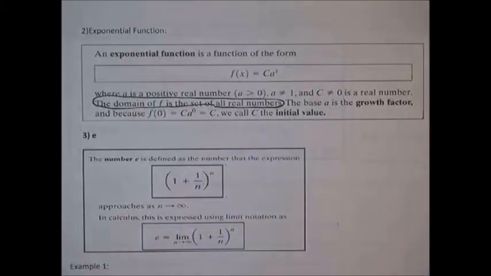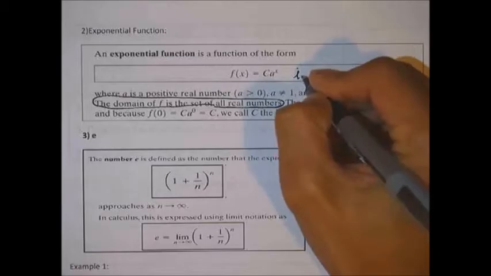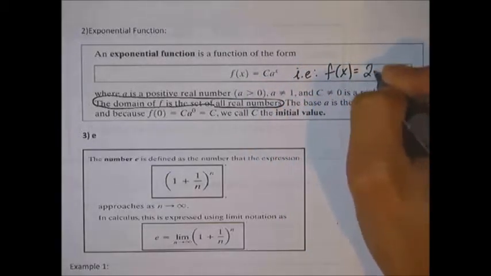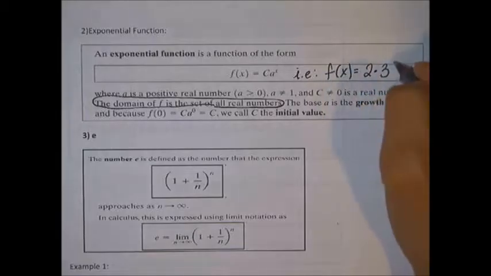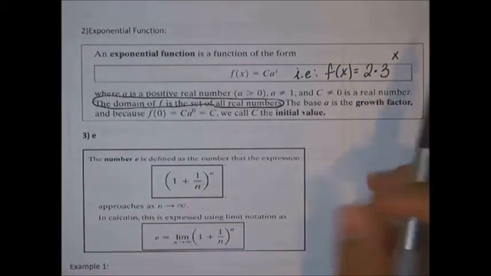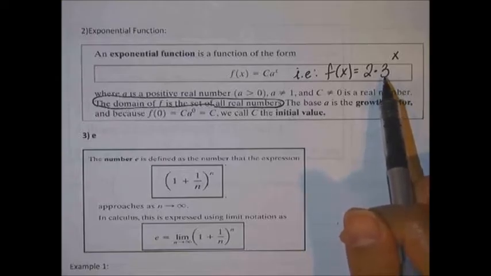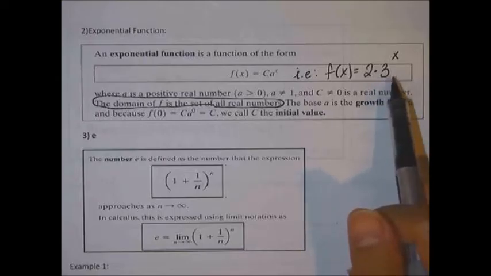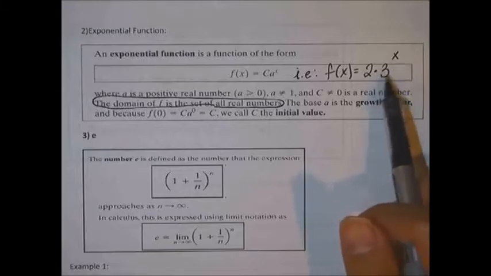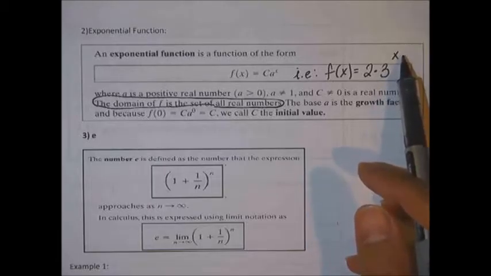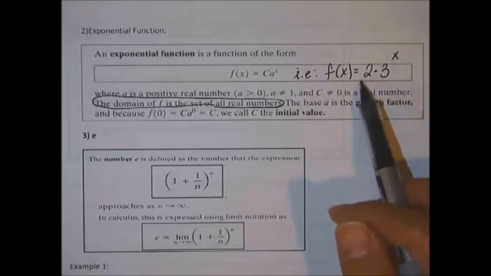A couple examples would be, f of x equals 2 times 3 to the x power. This is a growth equation. It's a growth equation because the larger x I substitute in, for example, if x is 1, 3 to the 1 is going to be 3. 3 times 2 is 6.